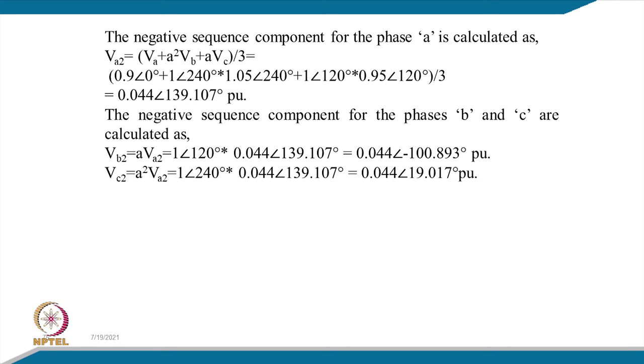So, you have again 0.044 for B phase as well as for C phase also 0.044 at the angle 19.107 degree per unit.